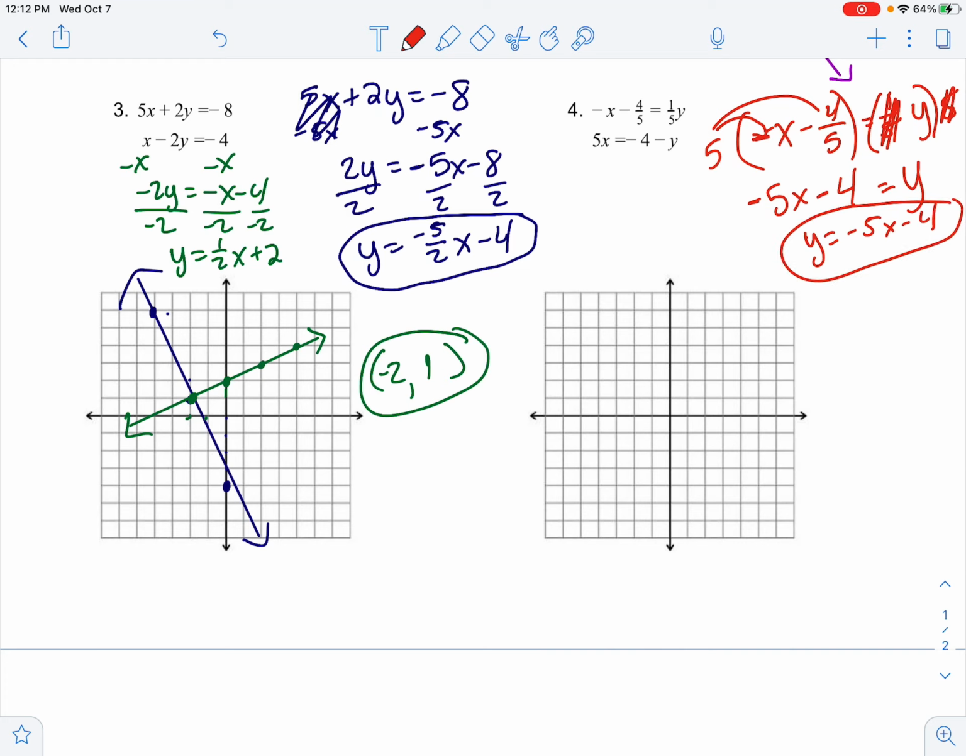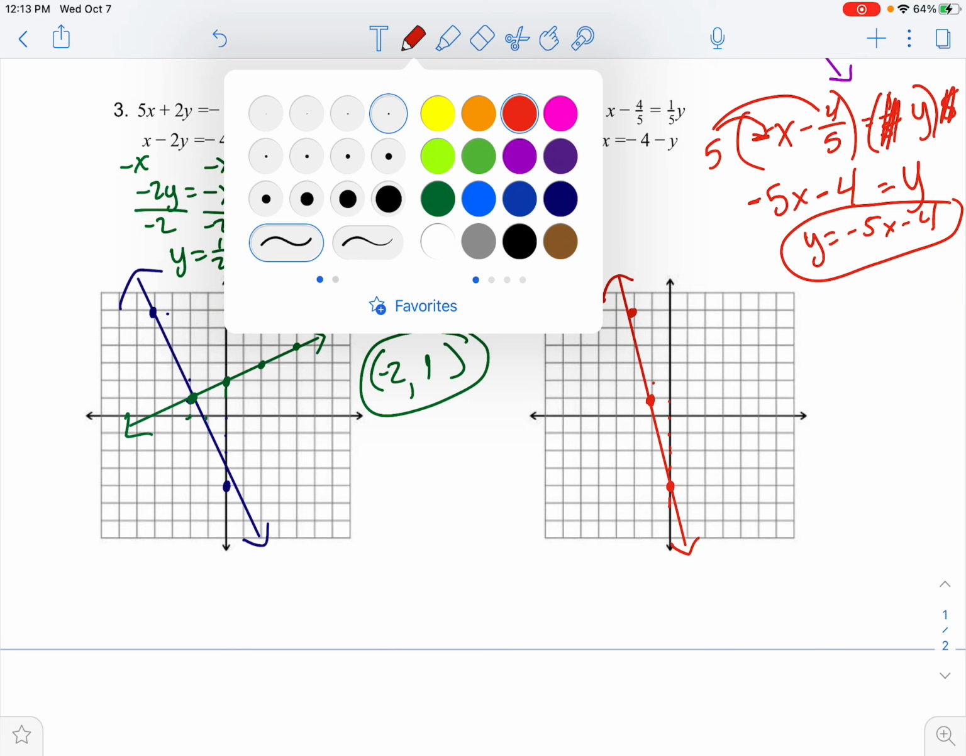So there's my equation. From that equation, we're going to go down 1, 2, 3, 4, put a point. Then I'm going to go down 5 and over 1. Well, I can't go down 5. I go off the graph, so I'm going to go the other way. 1, 2, 3, 4, 5 over 1. Backwards 1. Remember, downhill's negative. 1, 2, 3, 4, 5. Backwards 1. So here's my slope. There's my line. Okay, now let's do the second one.